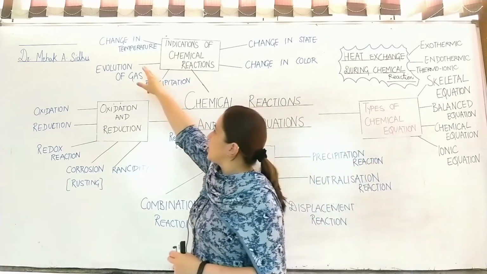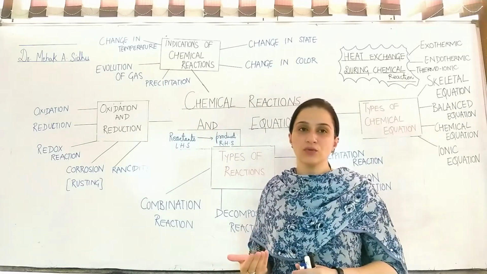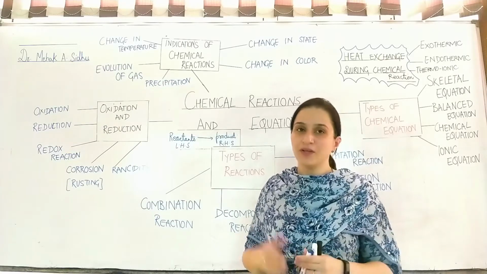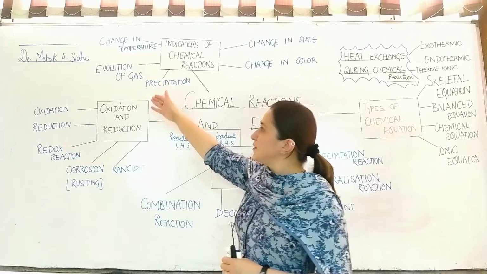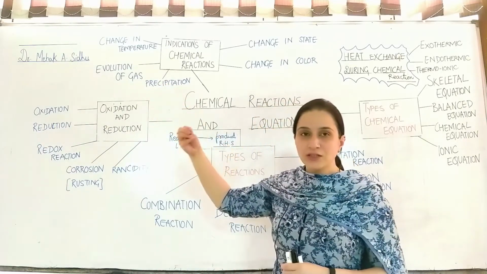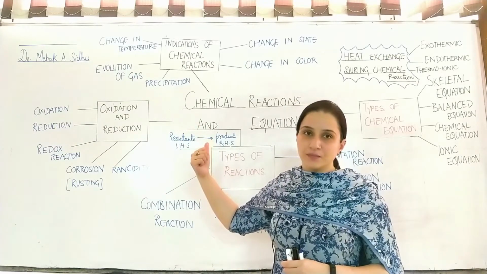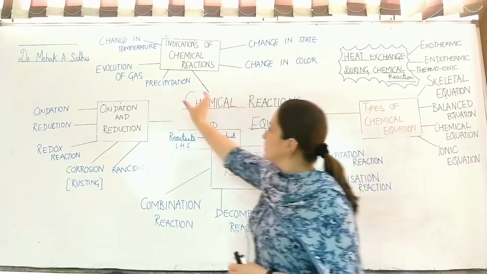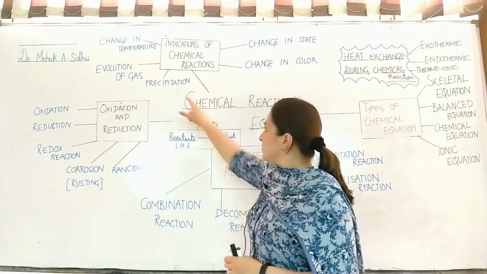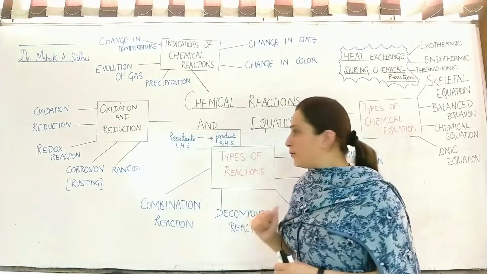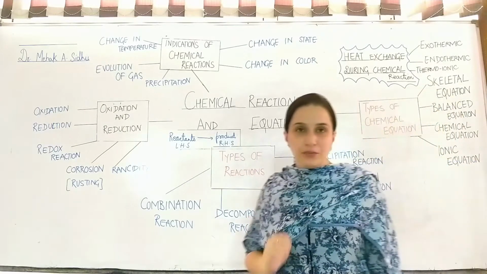Another indicator is change in temperature. Reactions in which heat is involved or there is some change in temperature are also known as exothermic reactions. We will be coming to that part also. Next is evolution of gas. You can either see the colorless gas coming out of those reactions or you can smell them. So these are the indicators of a chemical reaction. Then there is another thing, that is formation of a precipitate. In detail, we are coming to that part. There is a precipitation reaction.